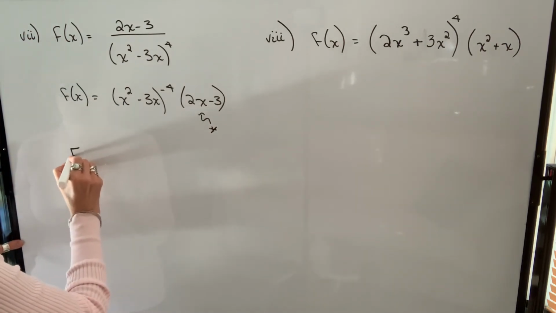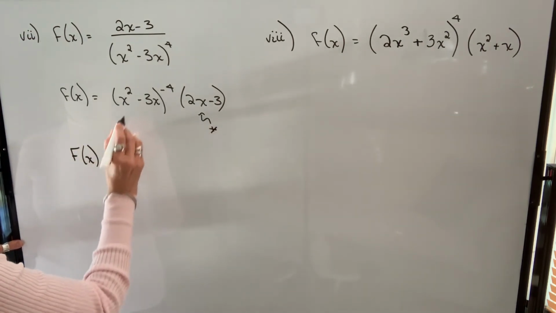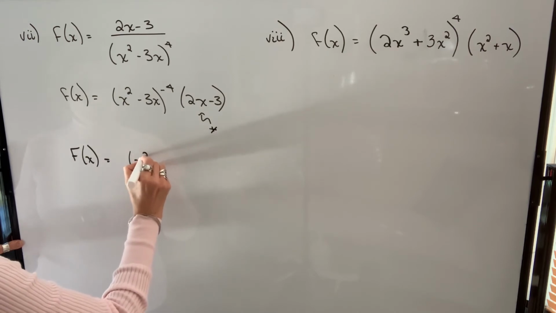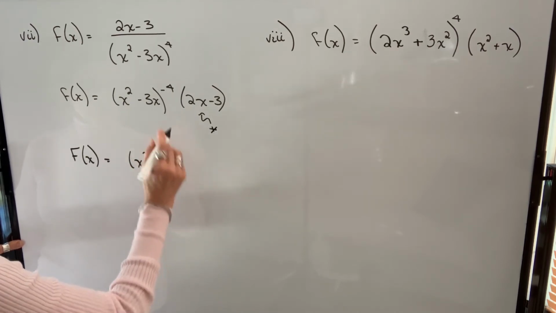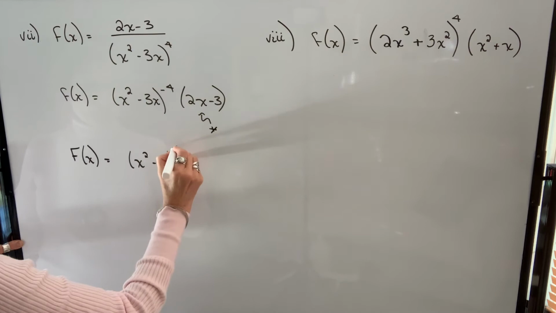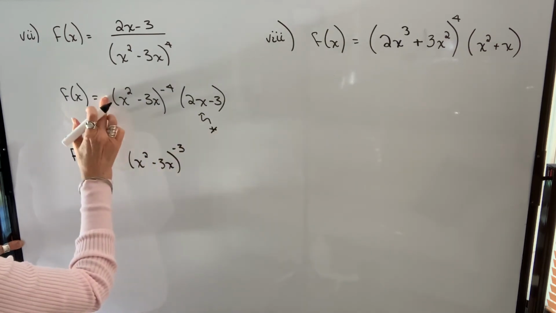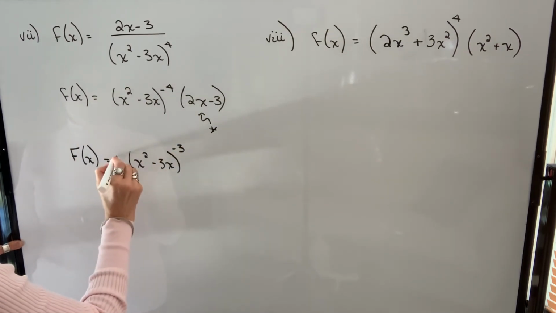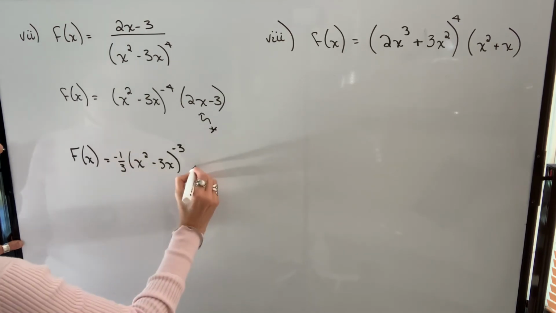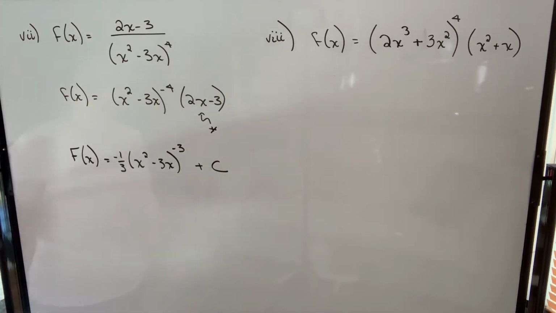So now I'm just going to take my u and raise it to the power of negative 4 plus 1, which is negative 3. I take this coefficient of 1 and divide by negative 3, so that will be negative 1/3. And then I can add a constant.